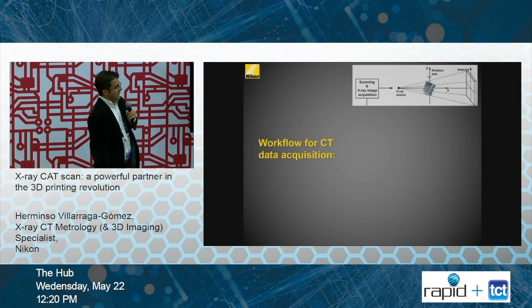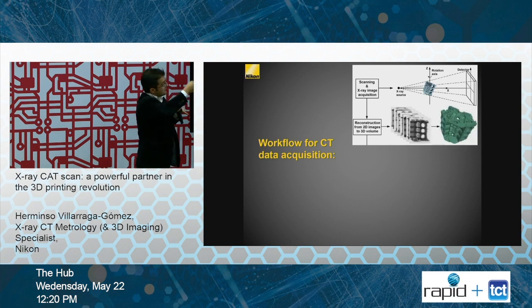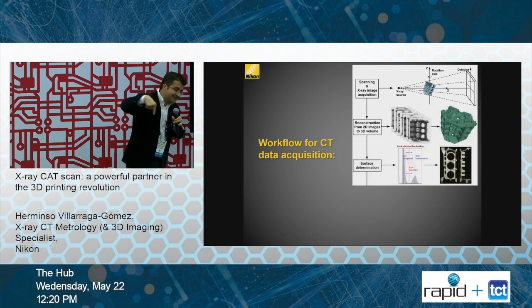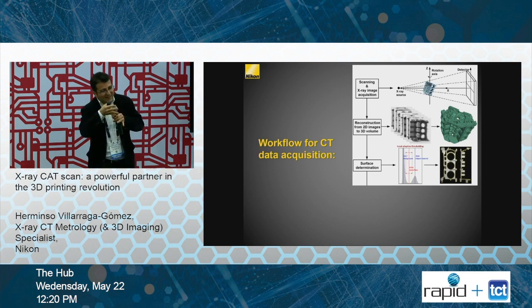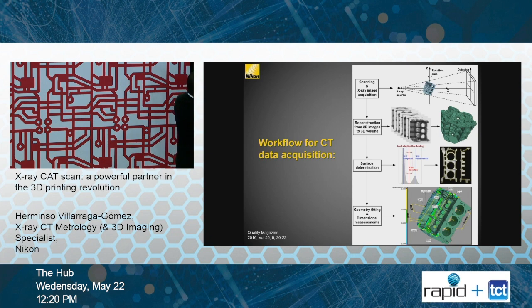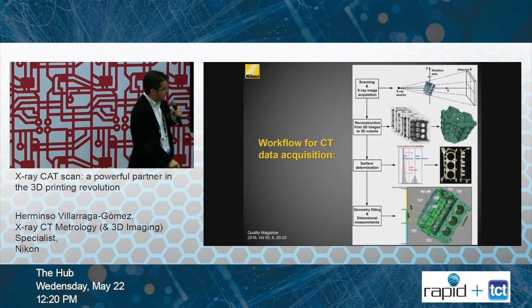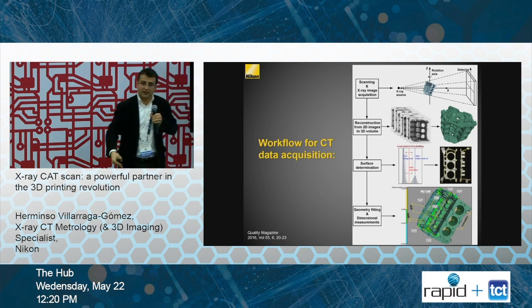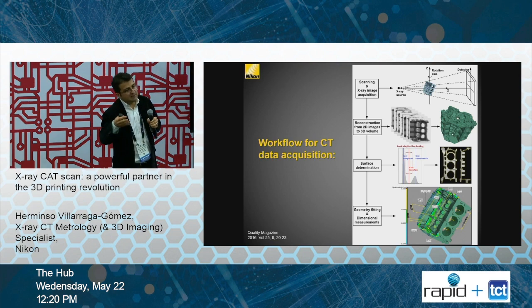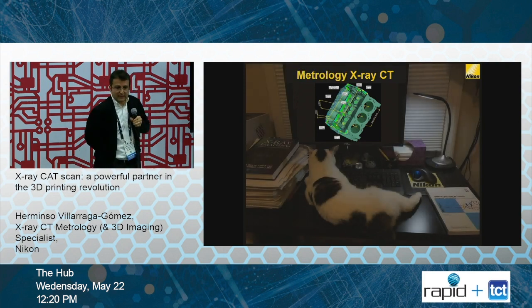I want to show you the full workflow of measuring. So you collect several radiographs or projections at 360-degree rotation. You collect in the order of 1,000 or more projections. And with those projections, using software reconstruction, you then create a volume. Once you have the volume, if you make an accurate surface determination, you can actually take measurements, do metrology, and geometric dimensioning and tolerancing verification. So that's industrial X-ray CT.